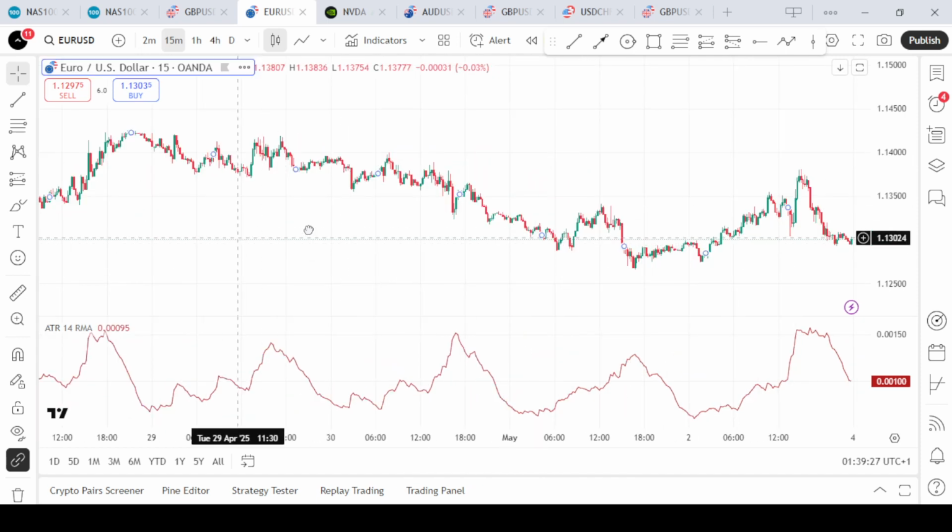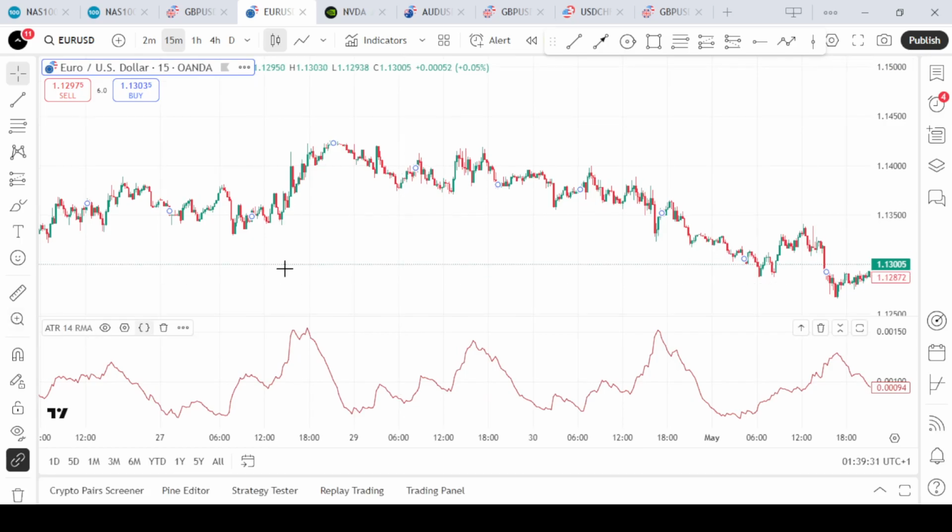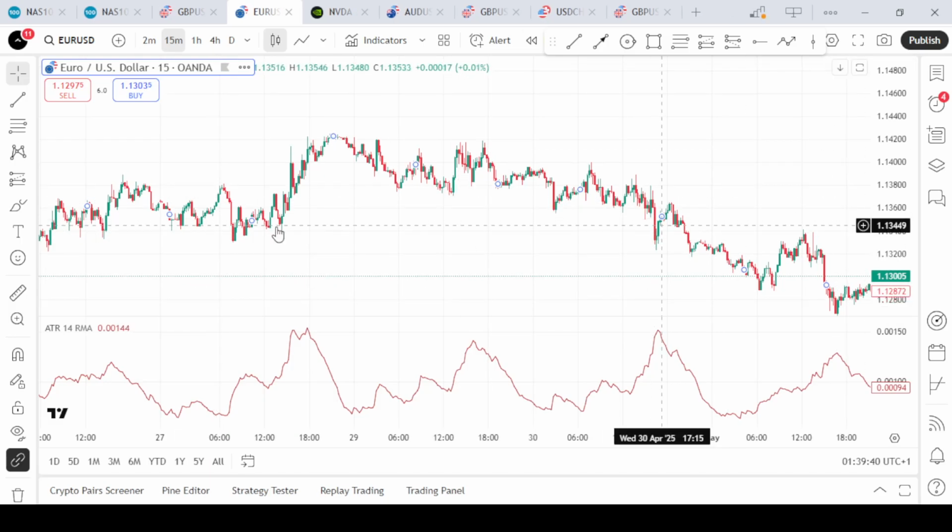So since we are making use of a 15 minutes time frame, we can use the 14 period on our ATR. So let's incorporate this into our trading strategy.